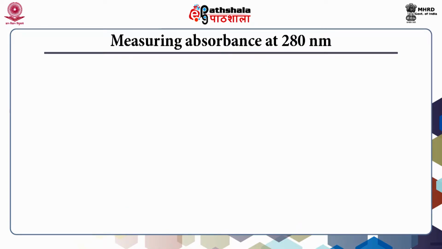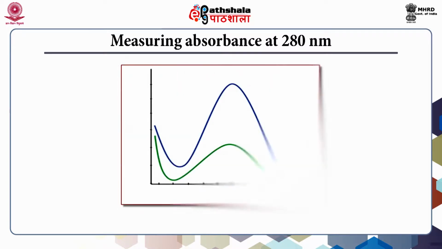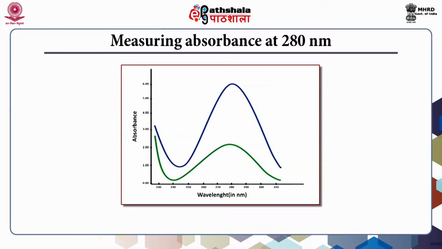Measurement of the protein absorbance at 280 nanometer is one of the simplest and most direct assay methods for protein present in solution. Look at this figure. Amino acids containing aromatic side chains like tyrosine, tryptophan and phenylalanine exhibit a strong UV light absorption at 280 nanometer. Thus, proteins and peptides will absorb UV light in proportion to their aromatic amino acid content and concentration.